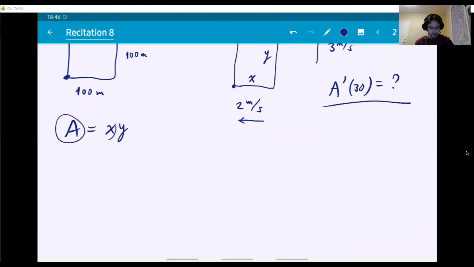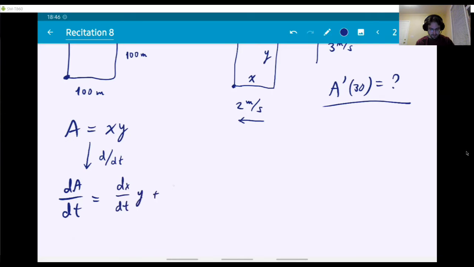Each one of these guys here is a function of t, a function of time. So when we find d/dt, the derivative with respect to t, on the left, that's just dA/dt, or A prime, which is the same thing. But on the right side, that's a product rule computation. x times y, both are functions of t. So you can write that like this, dx/dt times y plus x times dy/dt.